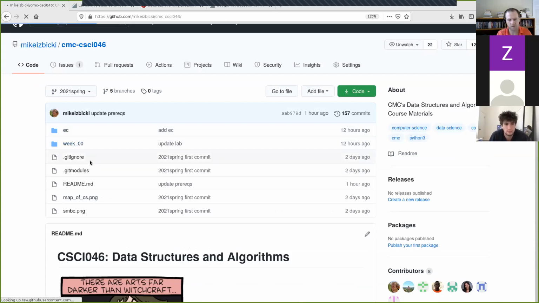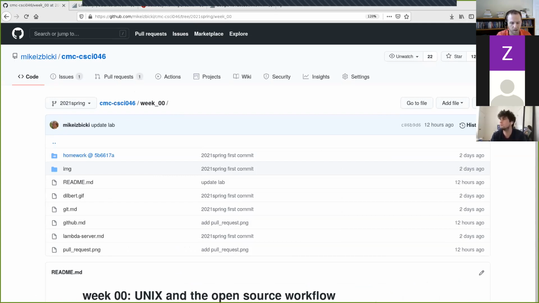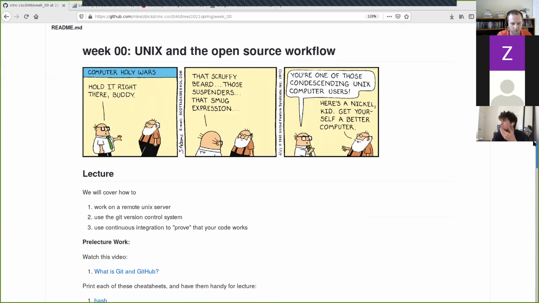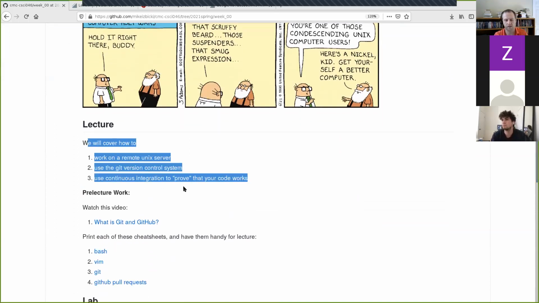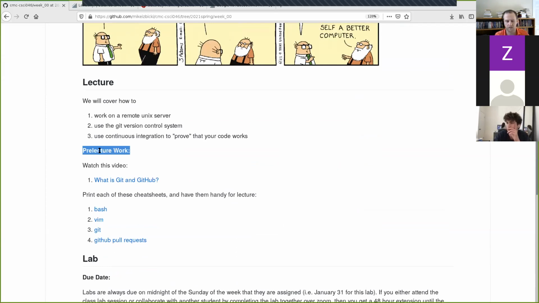Okay, so week 0, today's week. First, let's talk about what the format of all of these week folders is going to look like. Again, at the top, there's going to be some fun comic that gives you insight into the world of Unix. Then there's going to be a lecture section about the things that we're going to talk about in this week. There'll also be a pre-lecture work section.